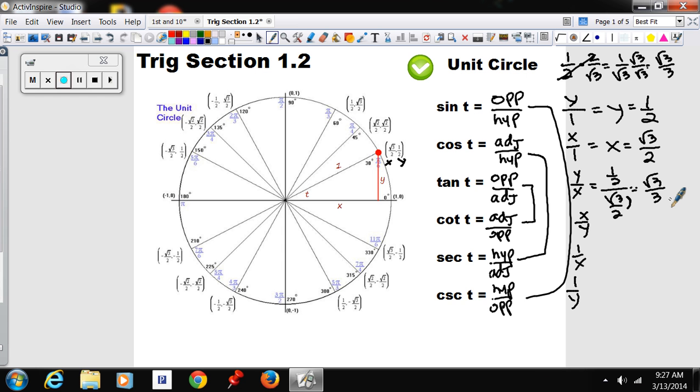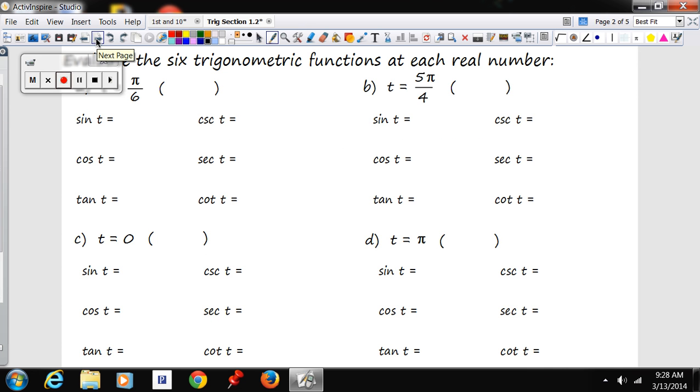So that's kind of how the unit circle works with sine and cosine. Your sine is your y value. Your cosine is always your x value. The tangent is always your y over your x value. And you can see it on the calculator, you can see it on the board. Okay, so let's look at the next one here.